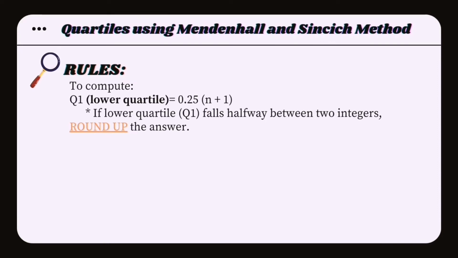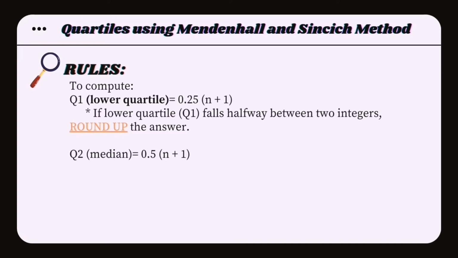So what are the rules? To compute the first quartile or the lower quartile, the formula that we're going to use is 0.25 times (n plus 1). If the lower quartile falls halfway between two integers, you have to round up the answer. For example, you got 2.5. So you have to round up 2.5, so the answer must be 3.